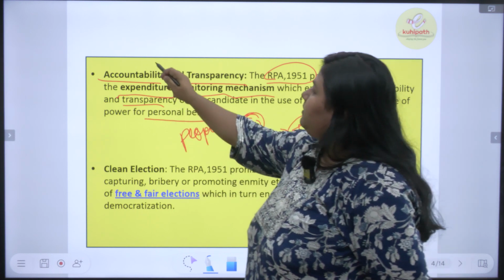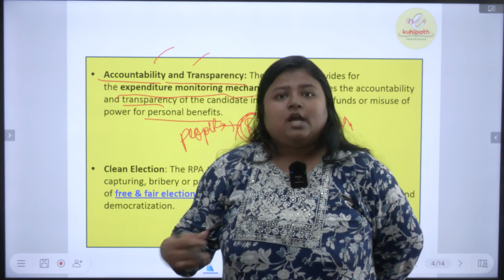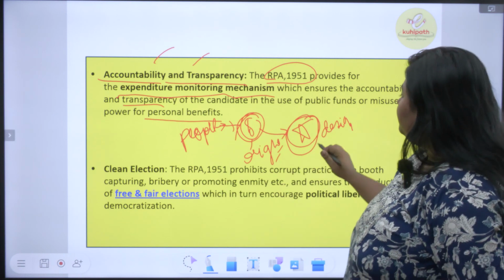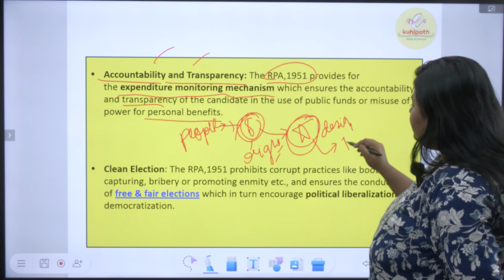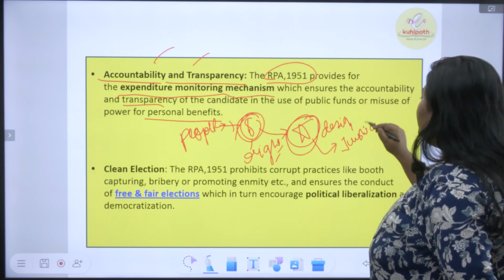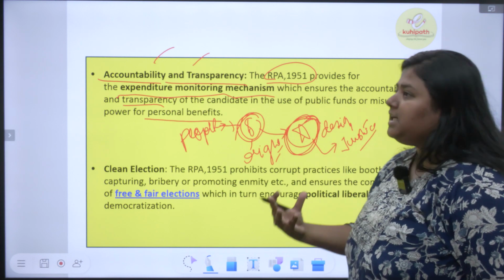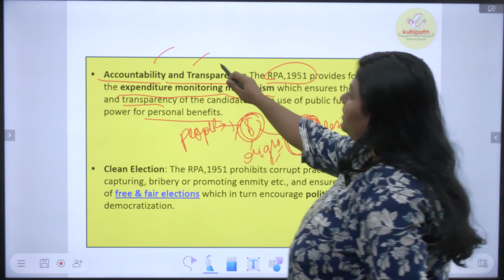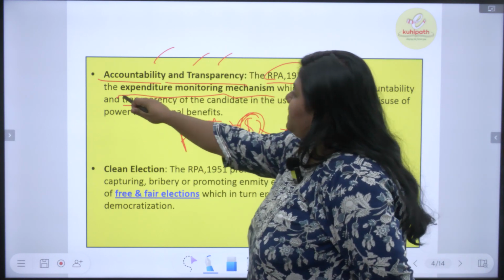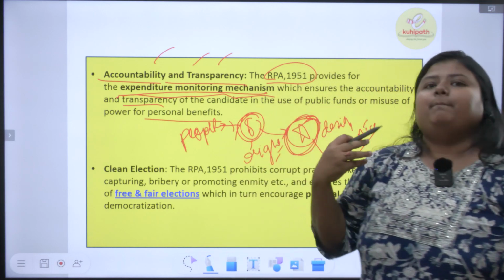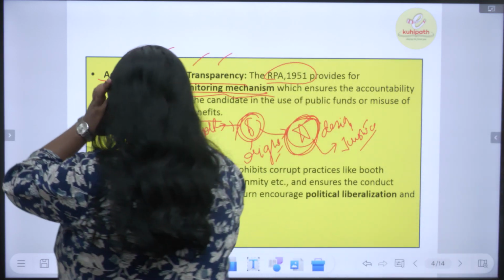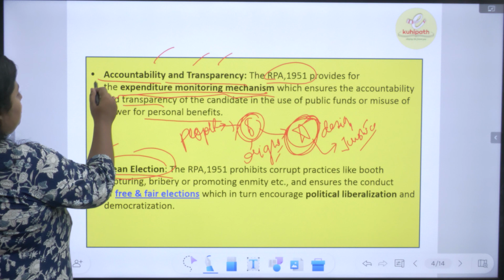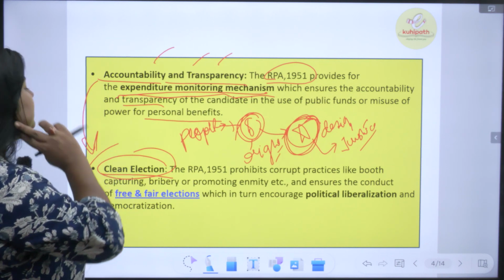An accountability and transparency module must exist, only then we will come to know that our representatives have used our money wisely and have done justice to it. Otherwise, if our money is misused and we don't get a proper representative for our desires, how will we ensure democracy? So this accountability and transparency mechanism, or the expenditure monitoring mechanism, is mandatory. Fine. And the last point is clean election. This is almost synchronous with this point.